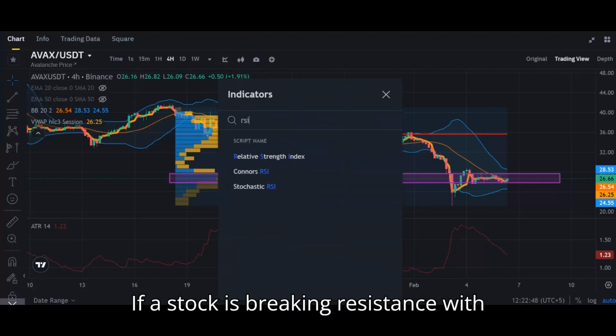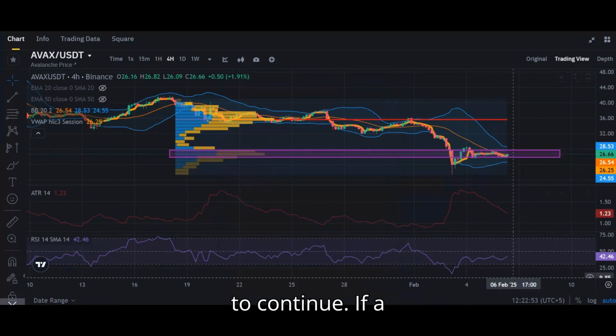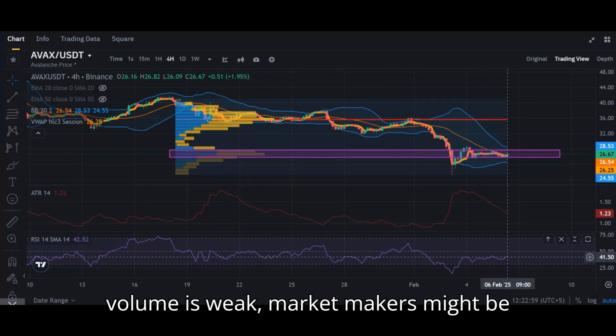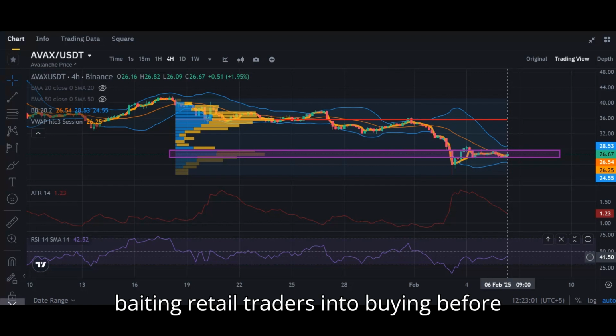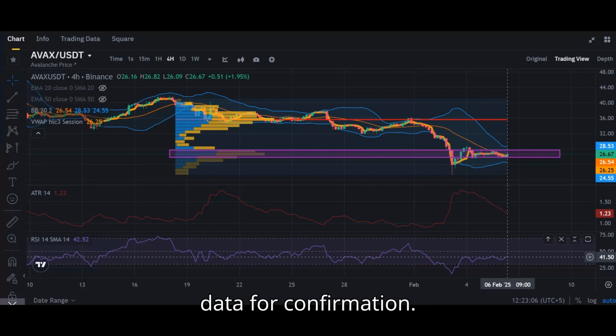Breakout strategy. If a stock is breaking resistance with above-average volume, it is more likely to continue. False breakout trap. If a stock breaks resistance but the volume is weak, market makers might be baiting retail traders into buying before selling into them. Watch time and sales data for confirmation.